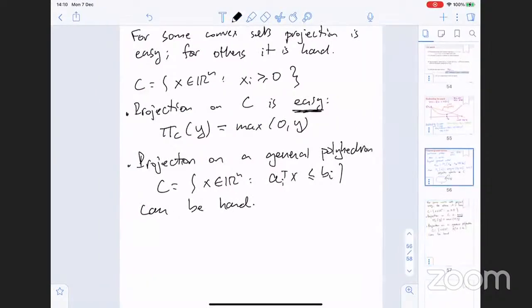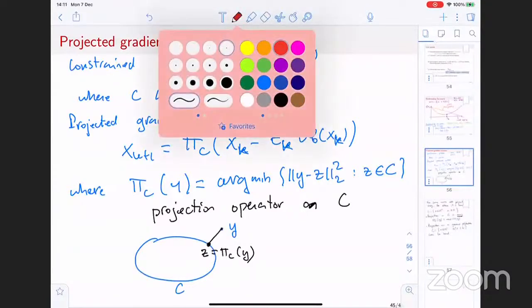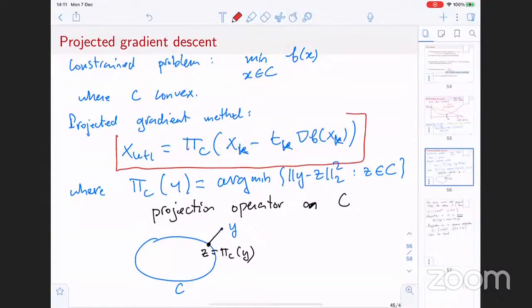So there are certain limitations. This means that the projected gradient method is interesting only when the projection operation is not very costly. This is the projected gradient method, useful only when the projection operation is not very costly.